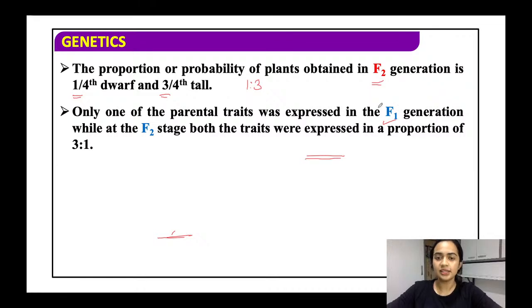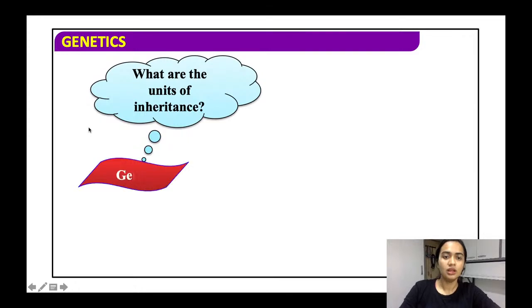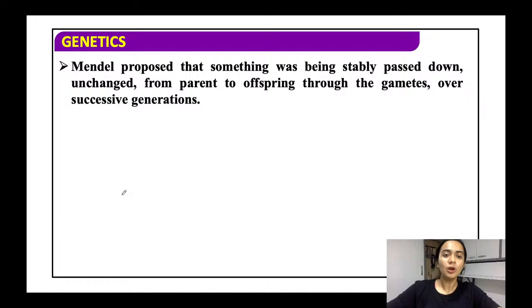ये तो हम समझ गए अभी कि सिर्फ एक trait express हुआ F1 में, वो है dominant. And F2 में both the traits were expressed in a proportion, that is 1:3 or 3:1. Now, तो अभी हमने क्या देखा कि ये जो यूनिट है ऑफ इनहेरिटेंस, मतलब जो यूनिट है जो एक जनरेशन से दूसरे जनरेशन में फ्लो हो रहा है, वो है हमारे जीन्स. ठीक है. तो मेंडल प्रपोज दैट समथिंग वाज बीइंग स्टेबली पास्ड डाउन unchanged from parent to the offspring through the gametes over the successive generation.